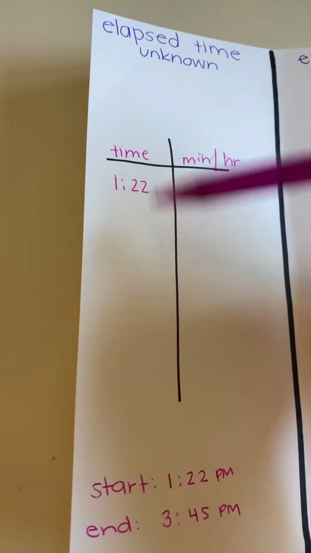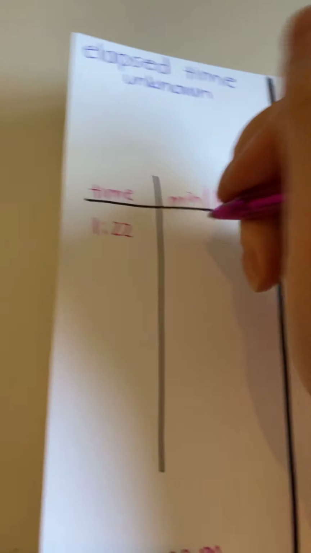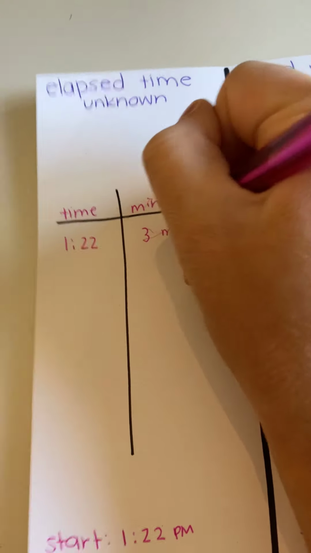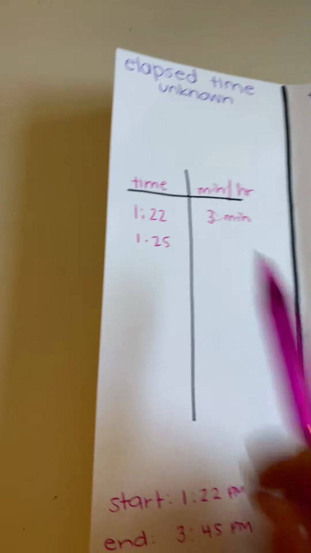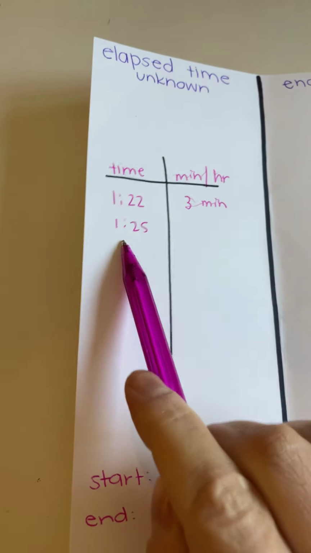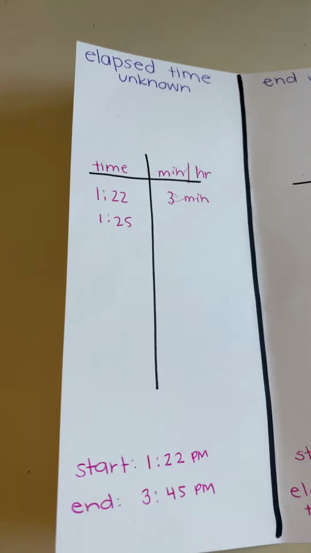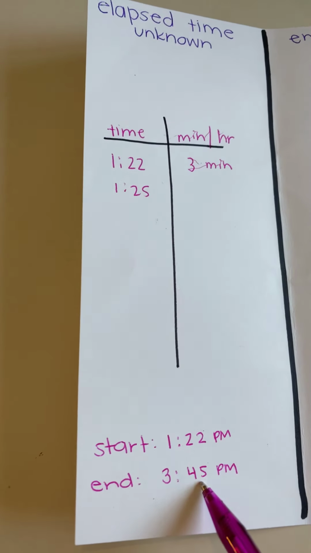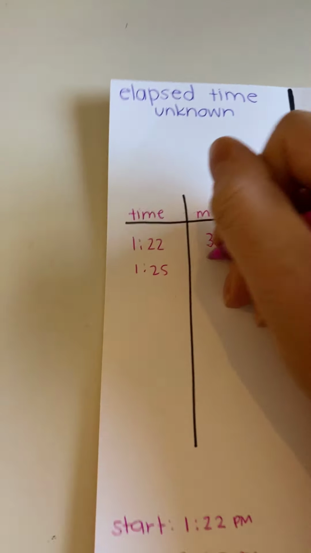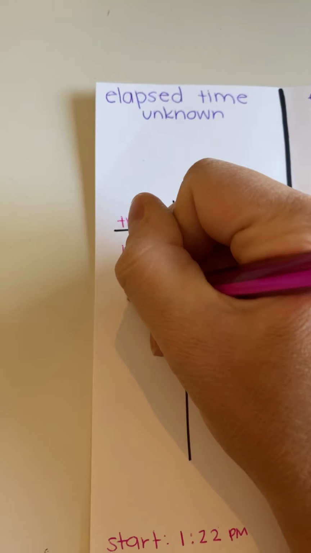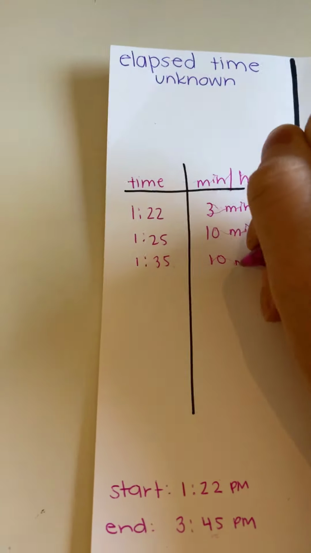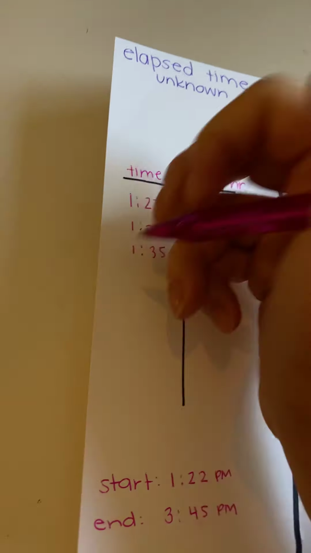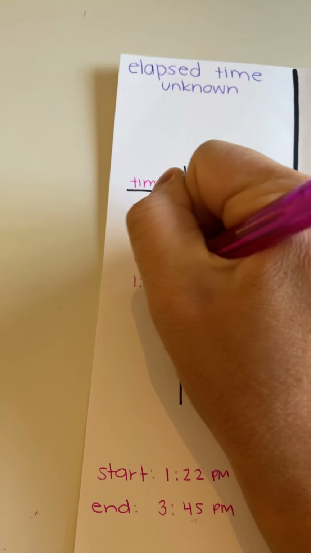Well, I know 2 plus 3 equals 5, so I'm going to start there. So I'm going to add my 3 minutes. That's going to put me at 1:25, because 1:22 plus 3 minutes would put me at 1:25. Okay, so now I've got to get to 45. So I'm going to add 10 minutes. And now I'm at 1:35. And 10 more minutes will put me at 1:45.